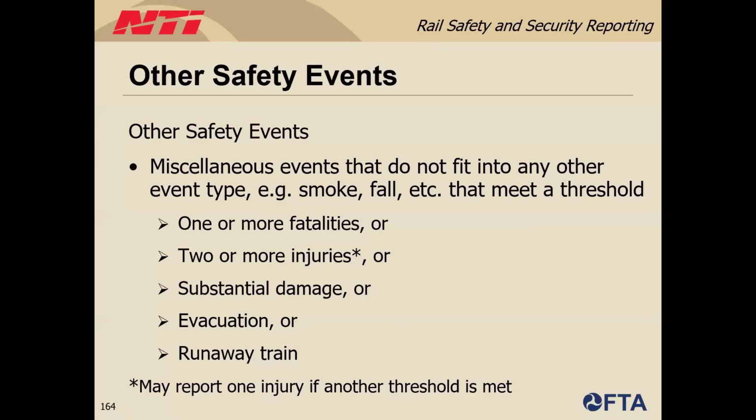The final major event type is other safety events. This is your miscellaneous category. These events must meet one of the following thresholds: one or more fatalities, two or more injured, either serious or non-serious, substantial damage, an evacuation, or involved a runaway train. Please note, you may report an other safety event with one injury if another threshold is met.